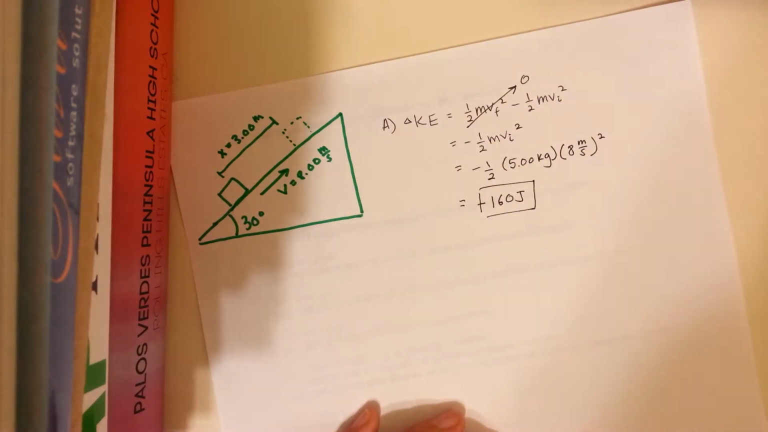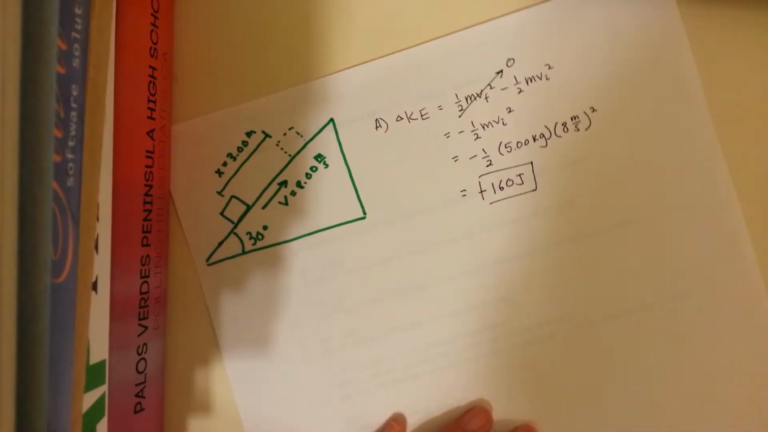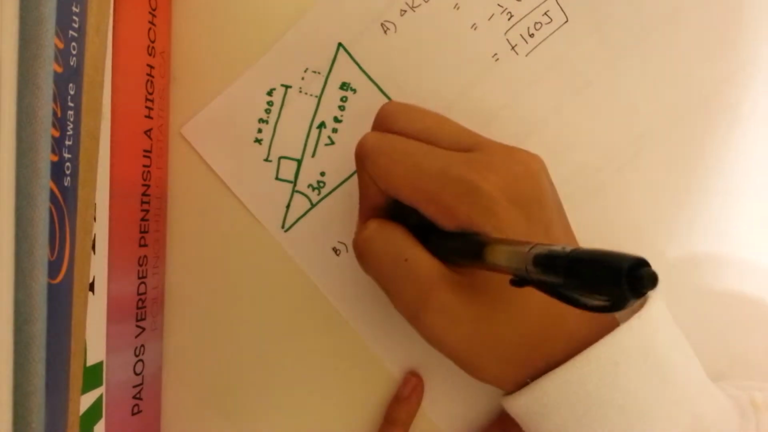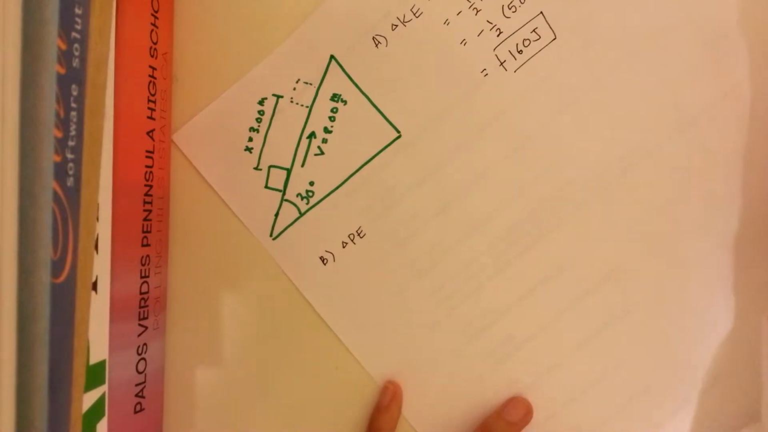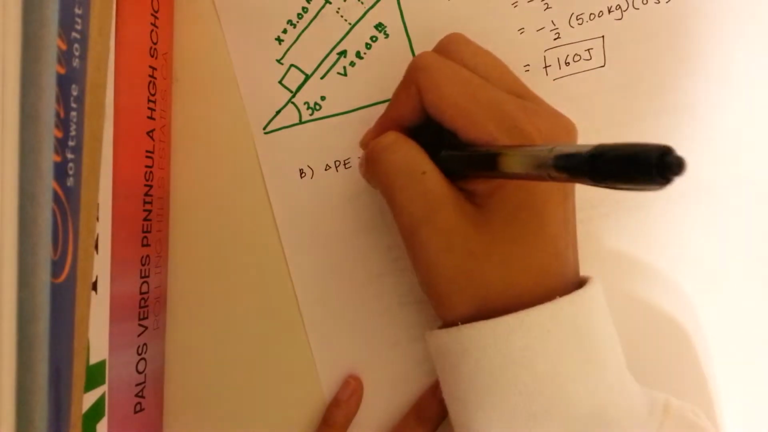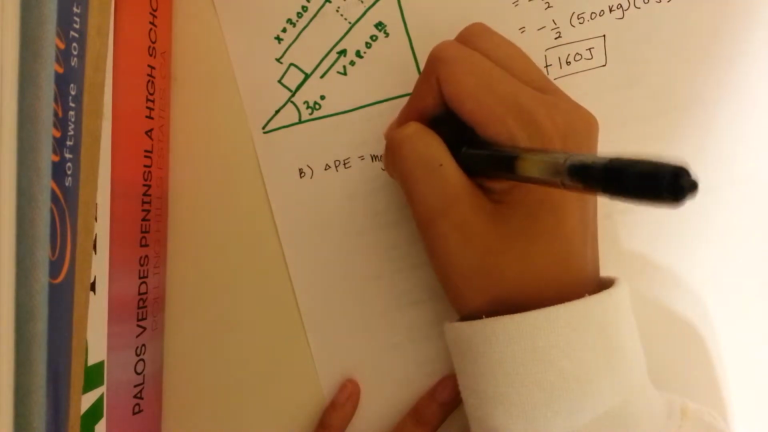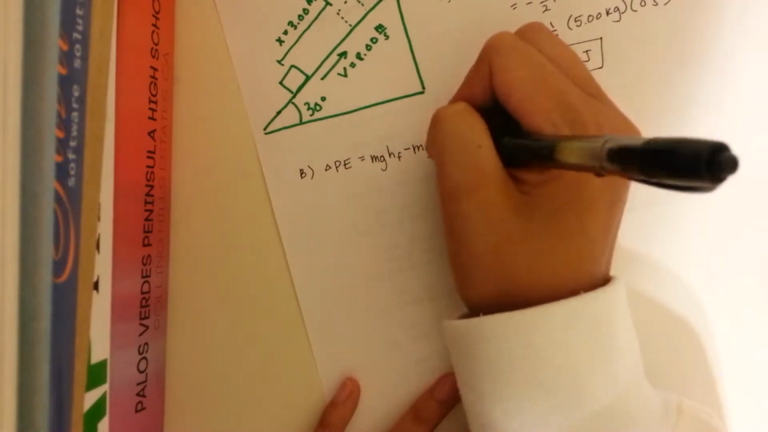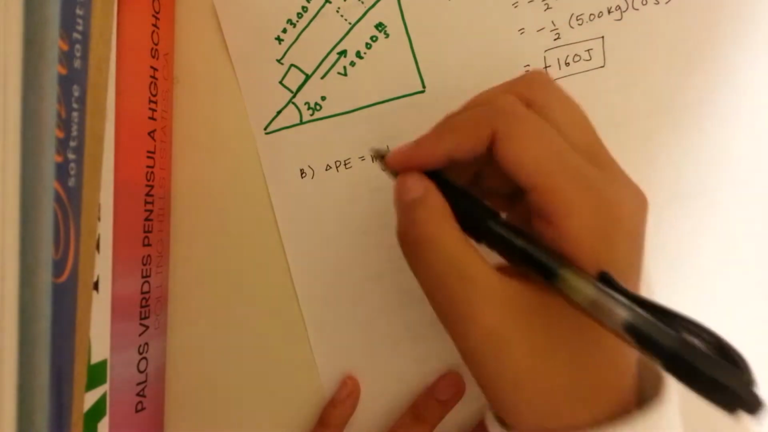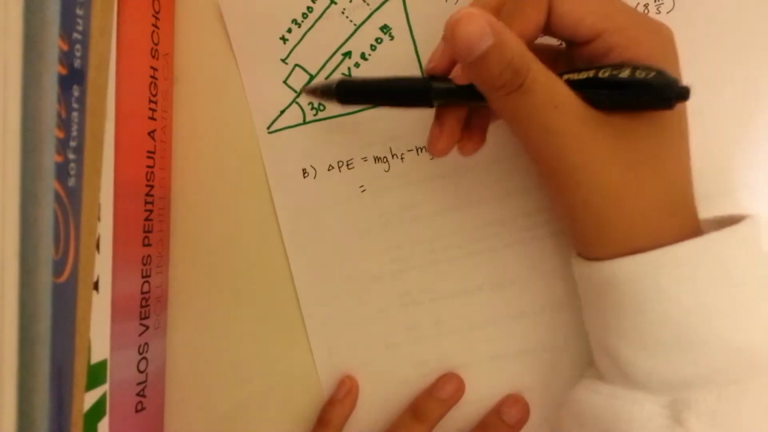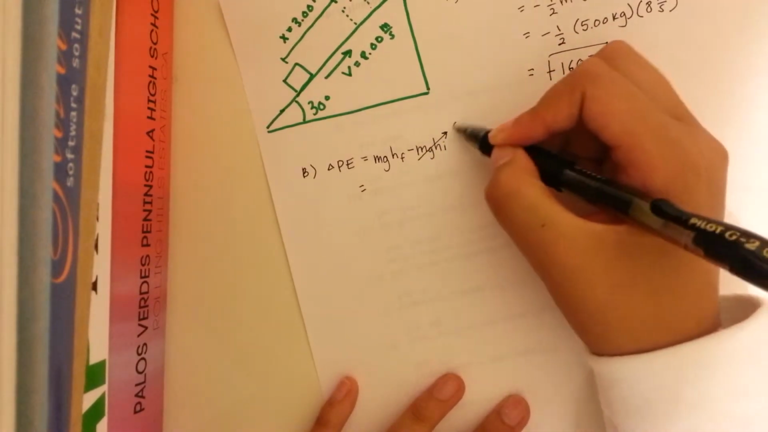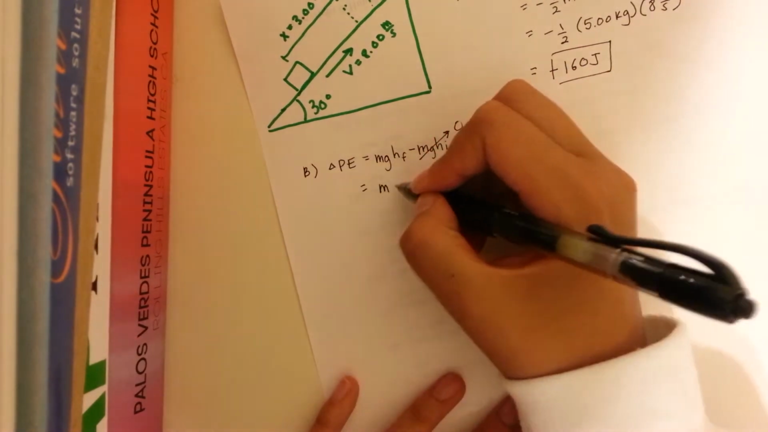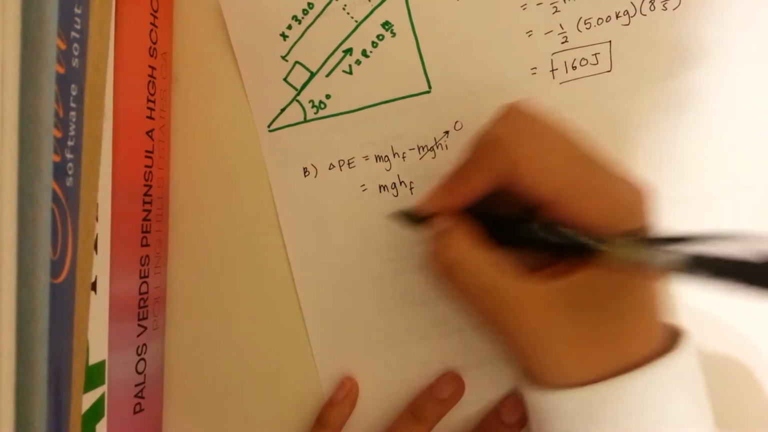So for part B, you need to find the change in the potential energy of the block-Earth system. In part B, you're going to do the same thing that you did in part A, except you're going to be using the potential energy equation. So the change in potential energy is equal to mgh final minus mgh initial. When you start off initially, you don't have a change in height, so height initial would be 0, making this part 0, and the part you'll be left with is mgh final.